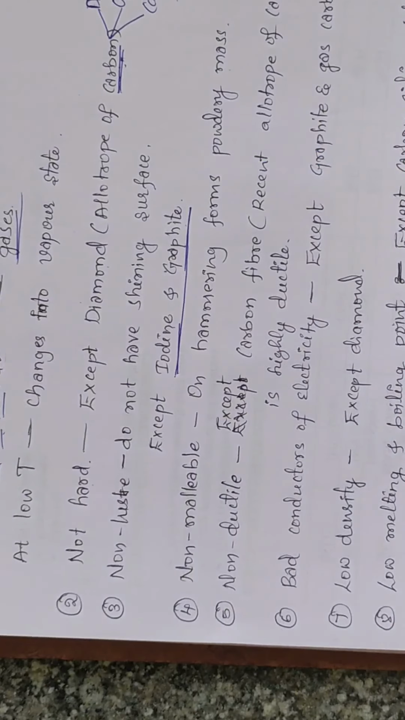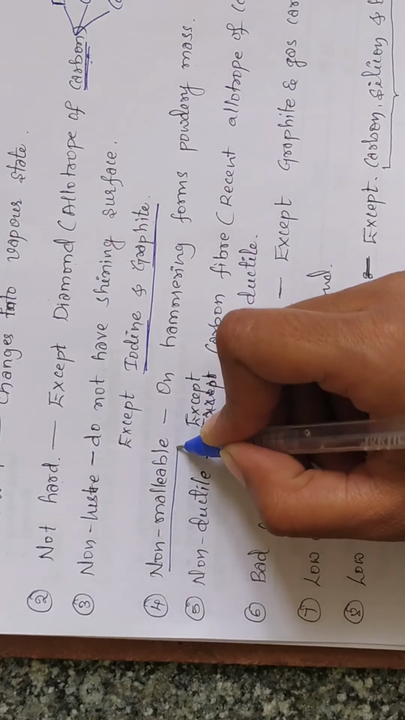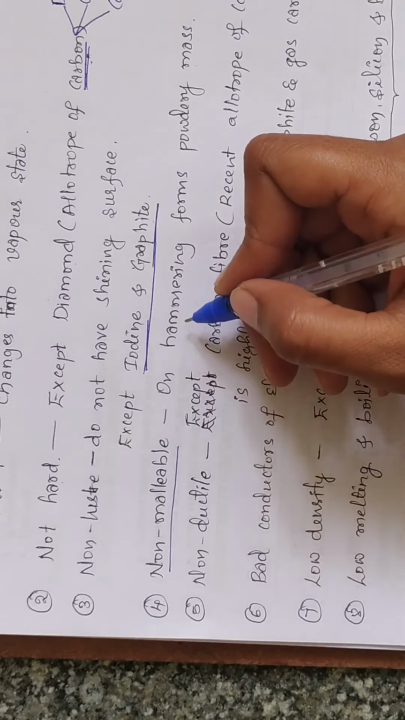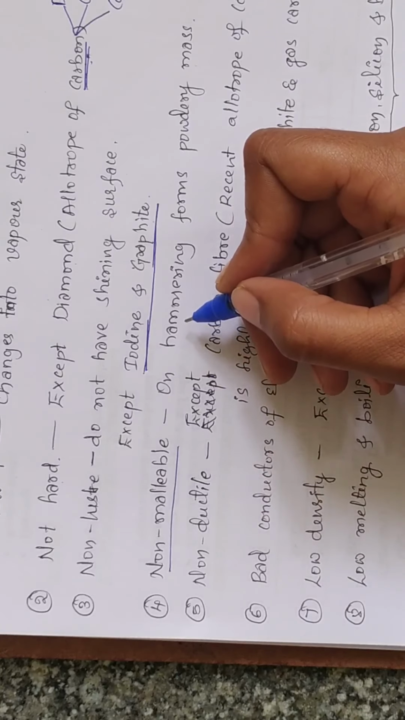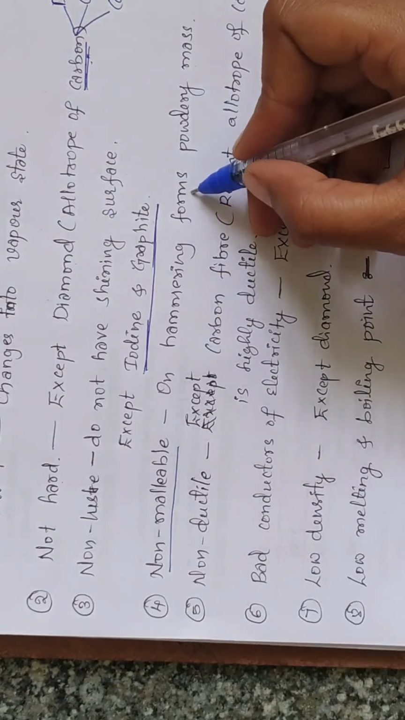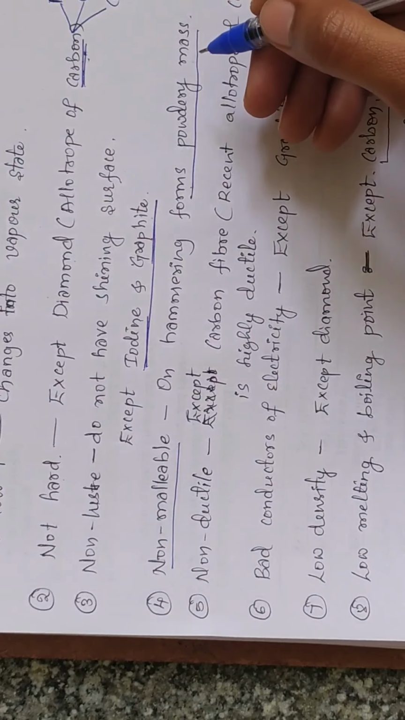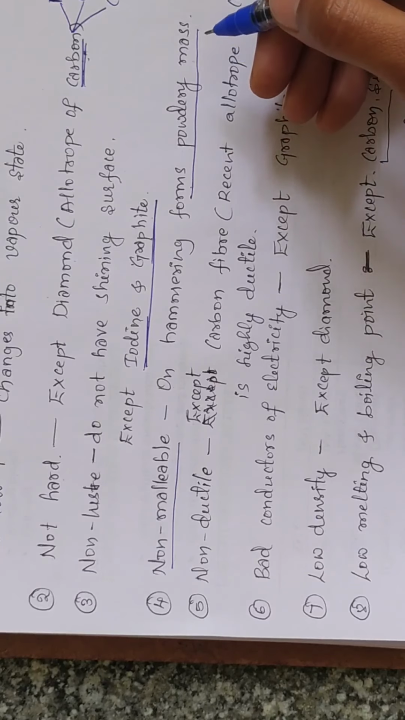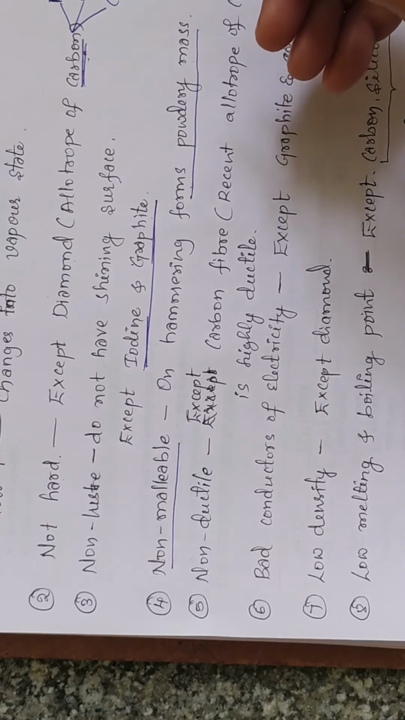Next physical property is that non-metals are non-malleable. It means they cannot be hammered into thin sheets. On hammering these non-metals, they form a powdery mass instead of thin sheets. But in case of metals, what happens? We can hammer the metals into thin sheets.